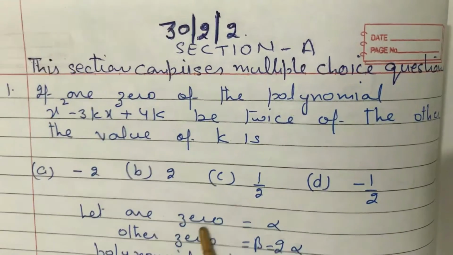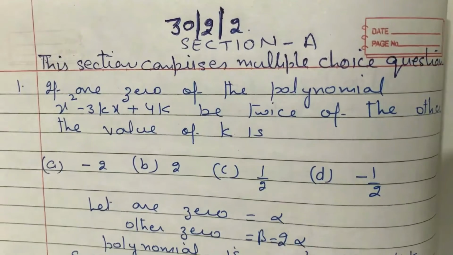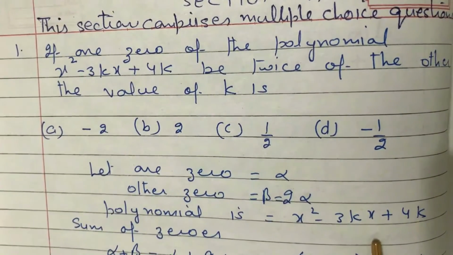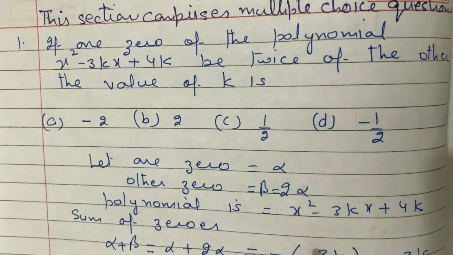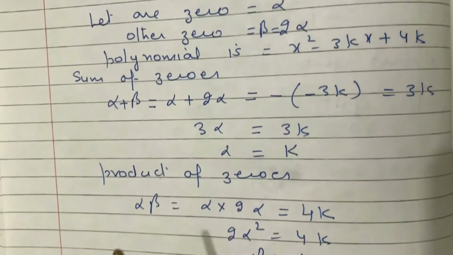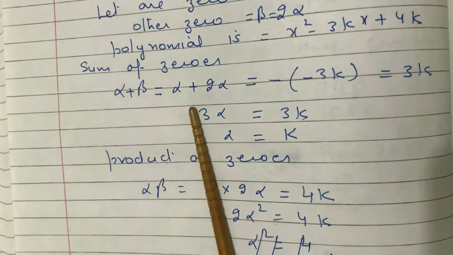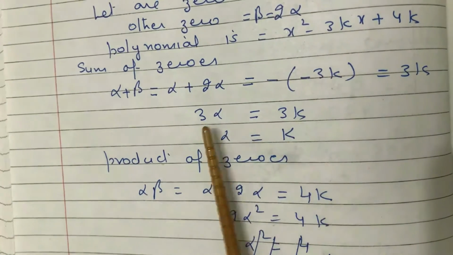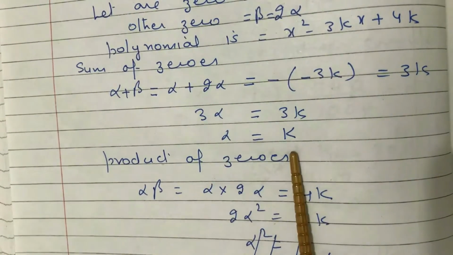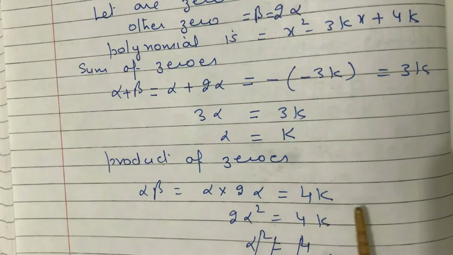Now if one zero is alpha, the other zero will be 2 alpha. And we know the polynomial is x square minus 3kx plus 4k. Now write the sum of the zeros and the product of the zeros. Sum of the zeros is alpha plus 2 alpha, that will come out to be 3k. It means 3 alpha is equal to 3k. It means alpha is equal to k. Write the product of the zeros. Alpha into 2 alpha is equal to 4k.